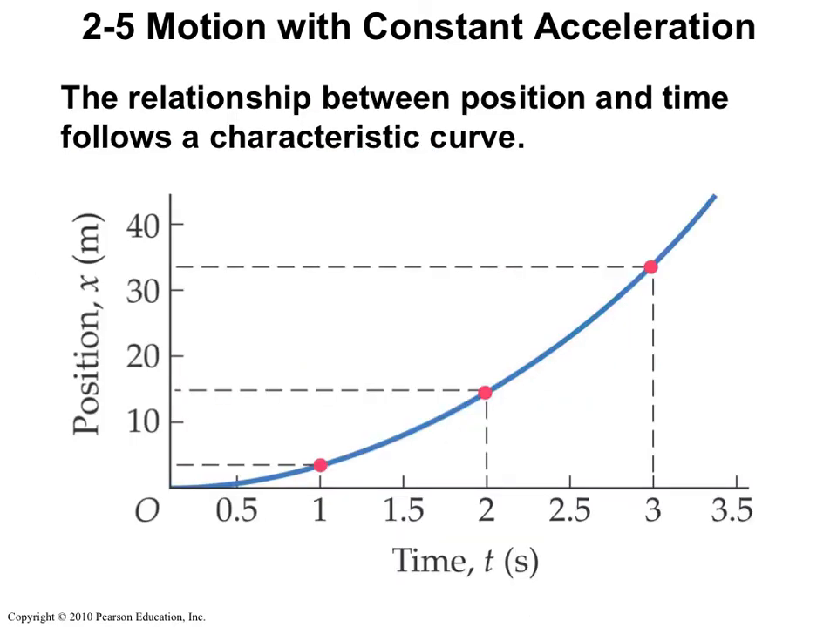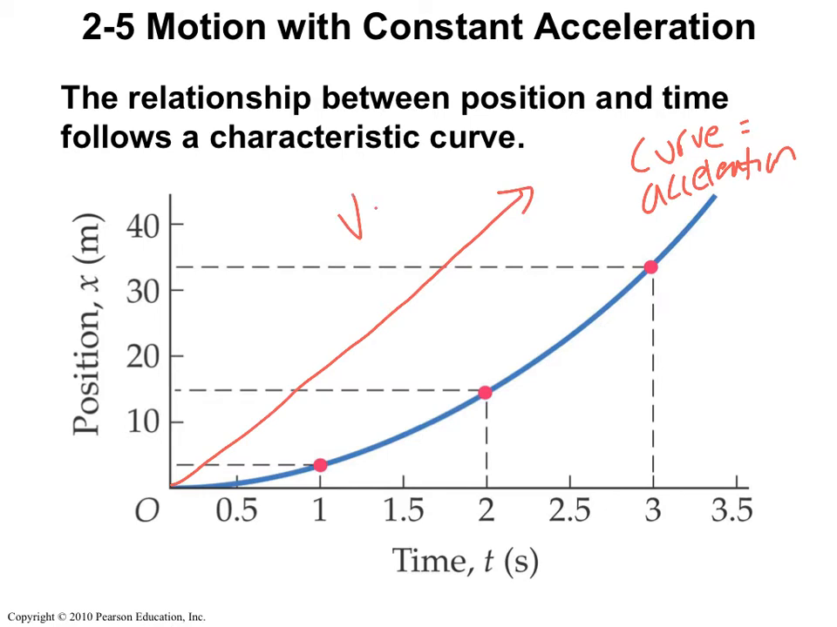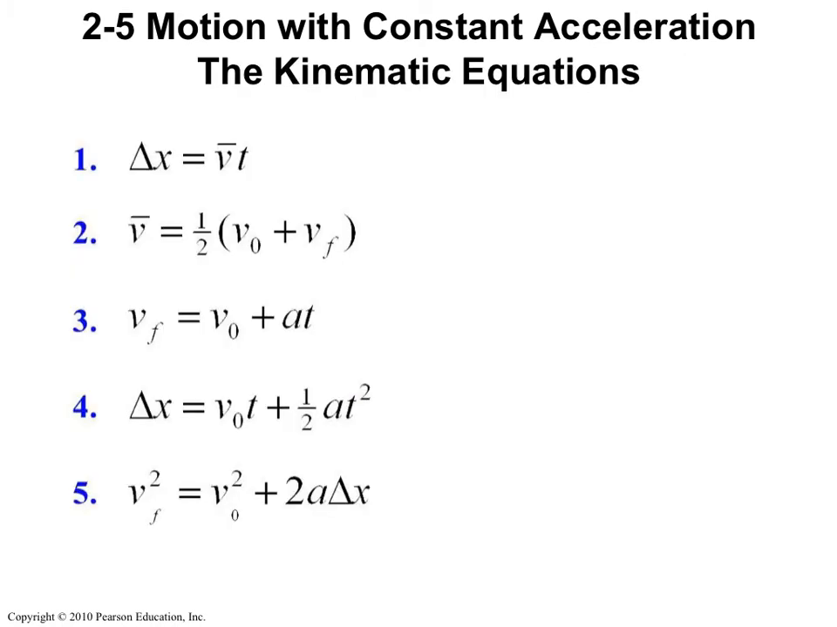All right, so going back to position versus time graphs, it's important to remember that a curve means that we have acceleration. However, if we saw a straight line, that means that we would have a constant velocity. We'll explore this a little bit more, but these are important relationships that we need to know further on in this unit. All right, so let's dive into our kinematic equations.